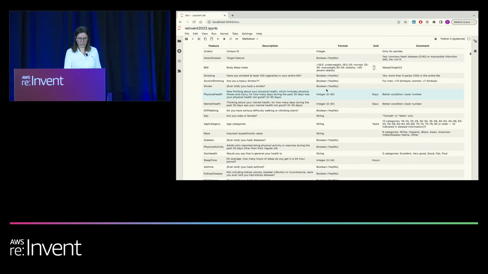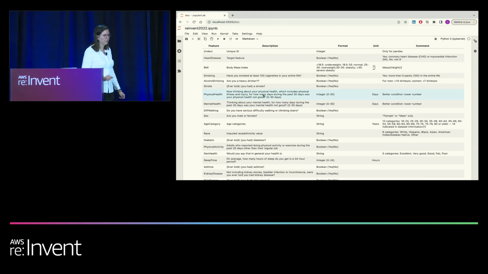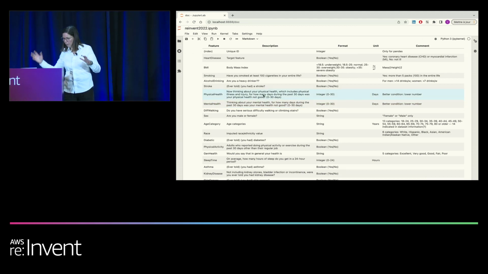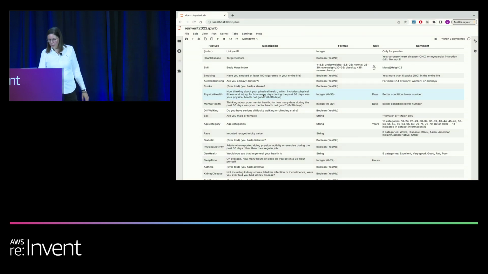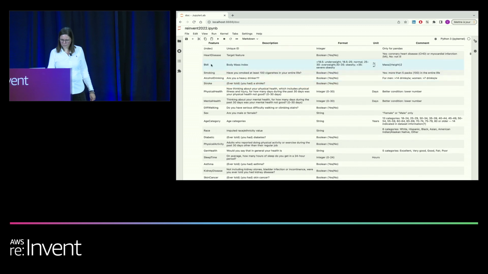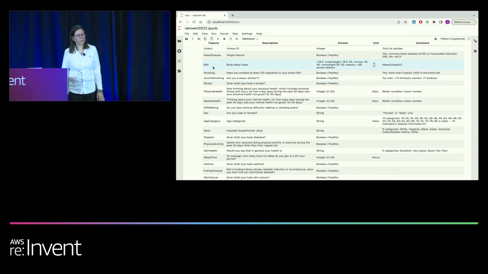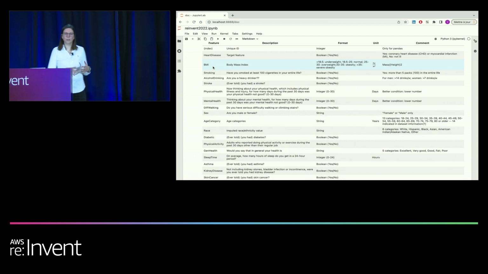For each feature, we have the descriptions. I'm sorry, I cannot make the text bigger for this array. We have the format, the unit, and some comments. For example, the second feature is the BMI, body mass index. It's saying if you're underweight, normal, overweight, obese, severely obese, things like that.